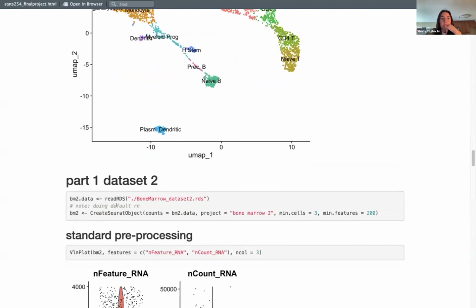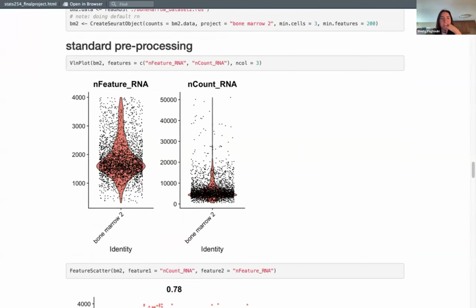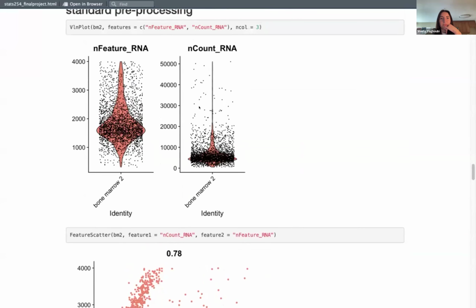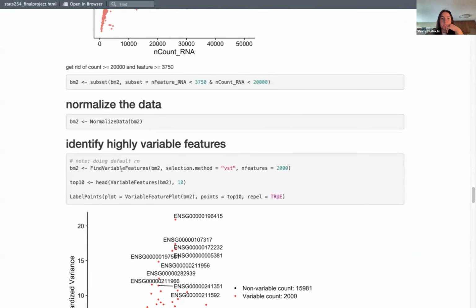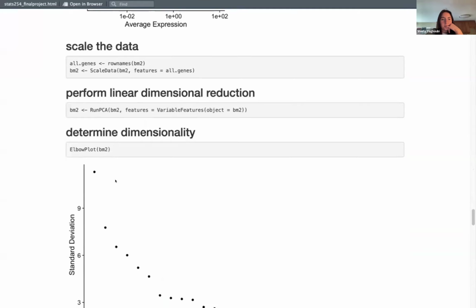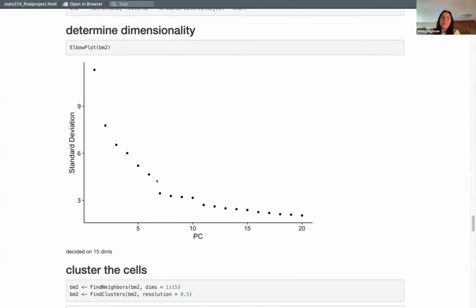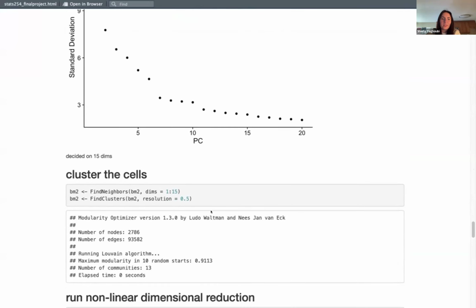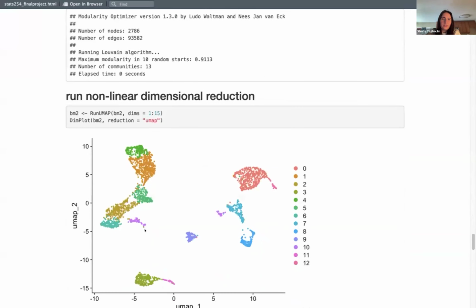And then I did the same thing with dataset 2. I kept the same cuts based off the violin plot just because it looked pretty similar. I'm going to skim through this because a lot of it is the same. I think the main difference is my dimensionality. I decided on 15 here because it's kind of flat, but then this little drop here got me thinking. So I decided to do 15. And this one ended up with 13 clusters, I believe.